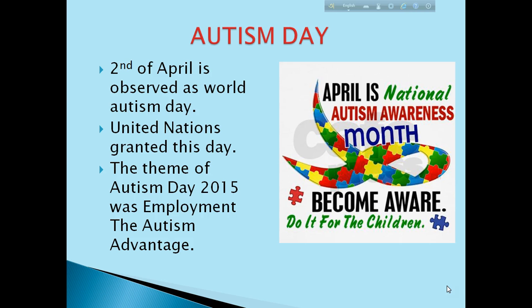The next slide is about Autism Day. To make people conscious about autism, since 2008, Autism Day is observed around the world. The United Nations granted this day. April is announced the Autism Awareness Month, and the 2nd of April is known as World Autism Day. The slogan or the motto of World Autism Day 2015 was Implement the Autism Advantage.